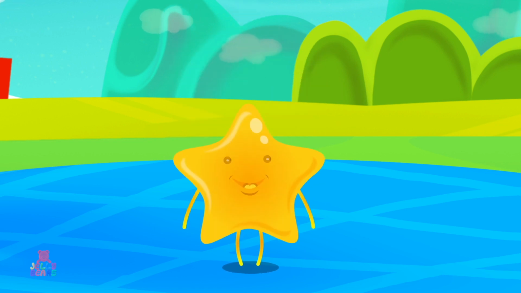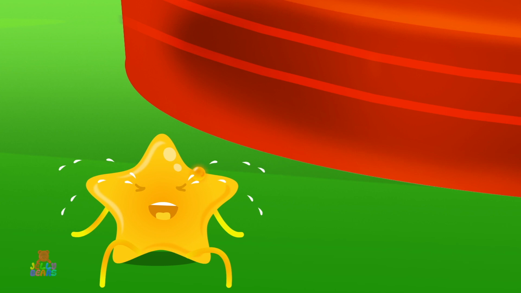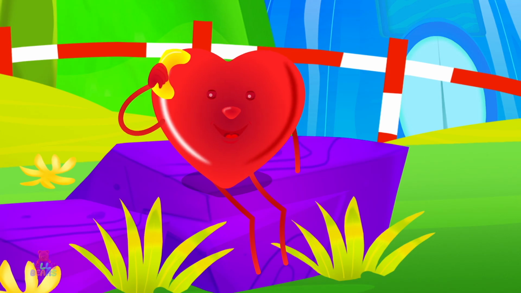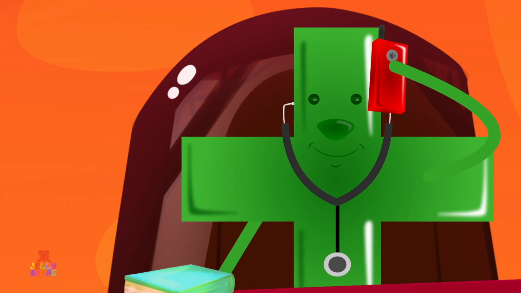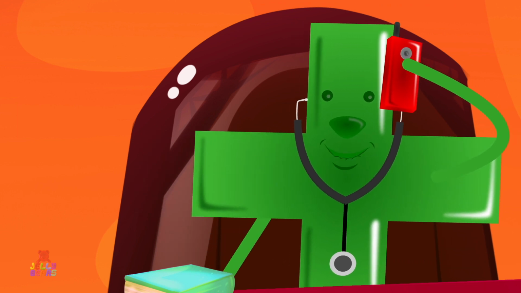One little shape jumping on the bed. Star fell off and bumped his head. Heart called the doctor and the doctor said, put those shapes right to bed.